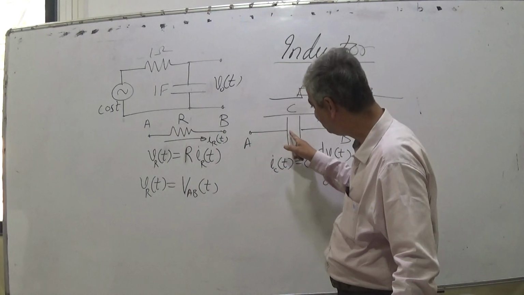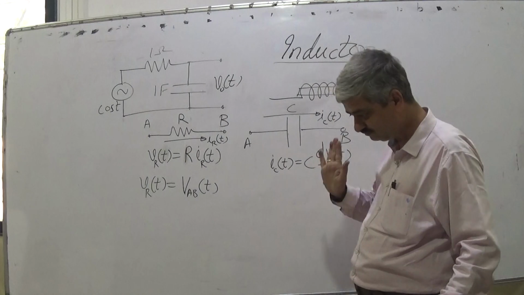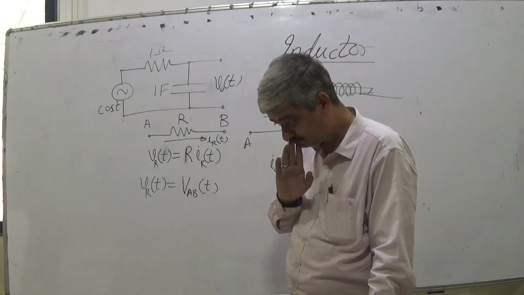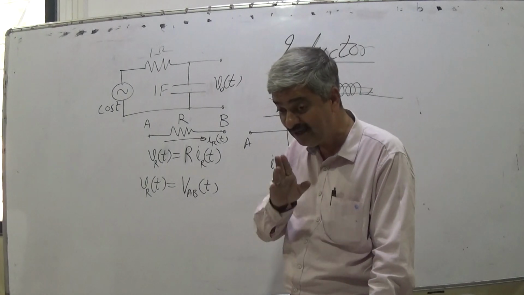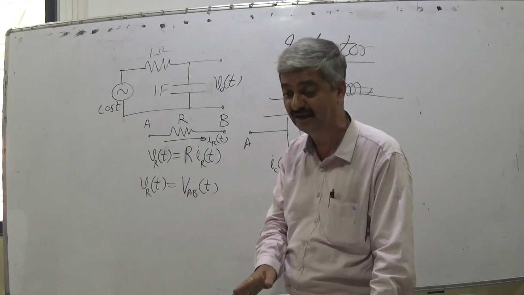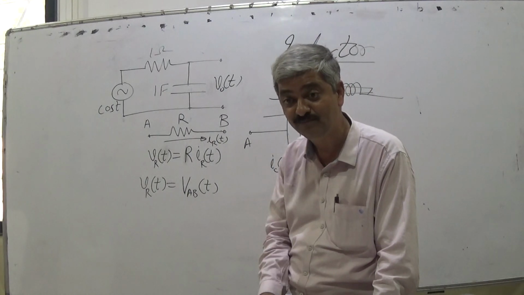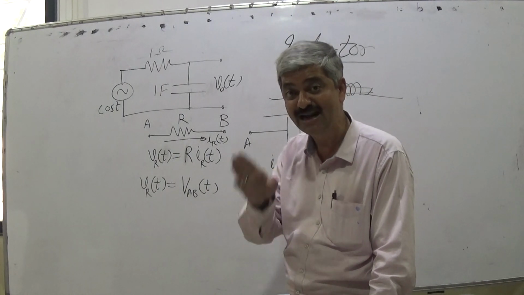Electrons means current flowing through a capacitor is a wrong term, is paradoxical.